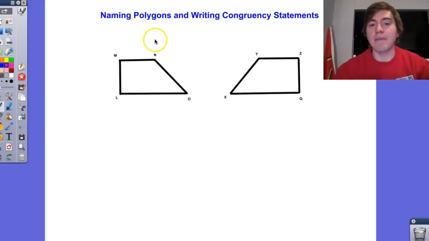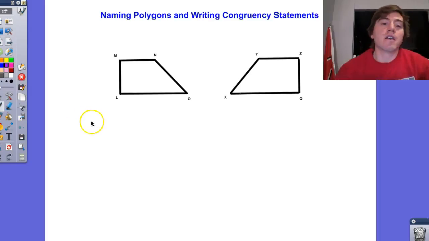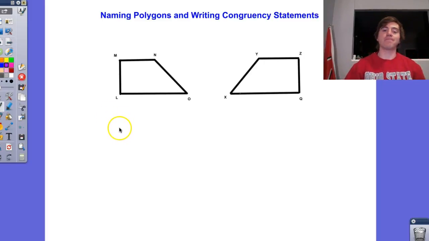Okay, now we're going to name some polygons and write some congruency statements. So naming a polygon is actually really easy. All you have to do is start with one vertex and then go all the way around in one direction. It can be whichever direction you want. So let's name this first one.